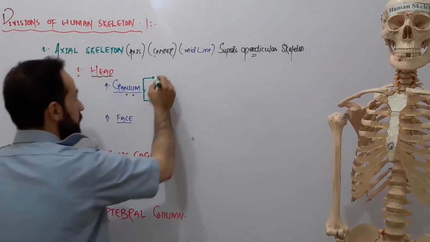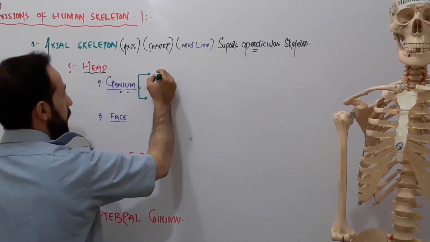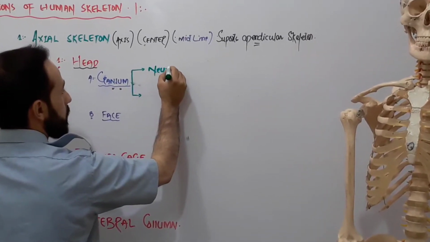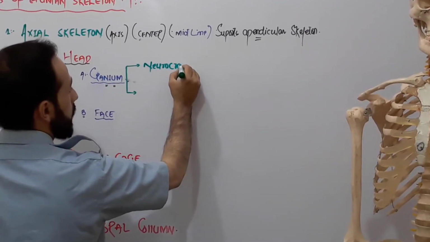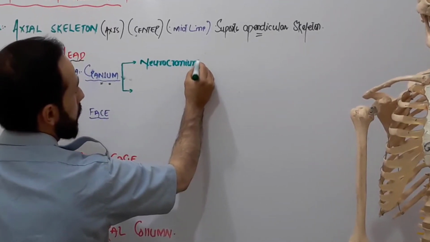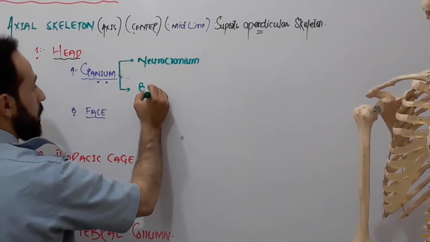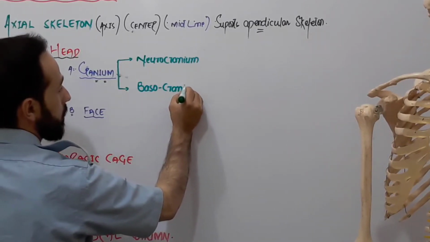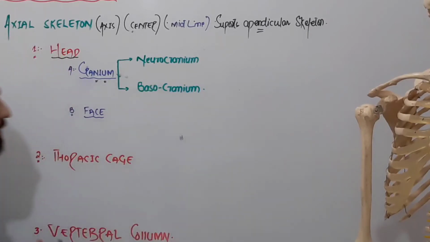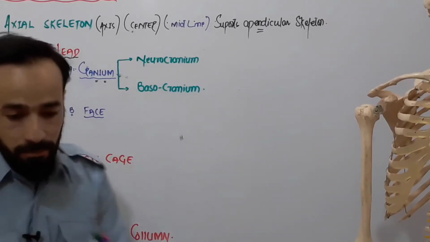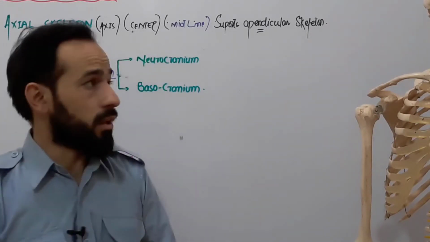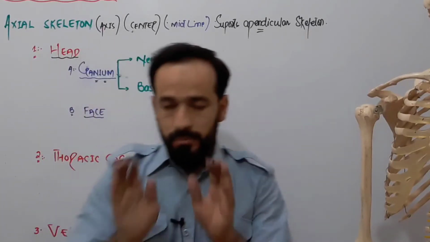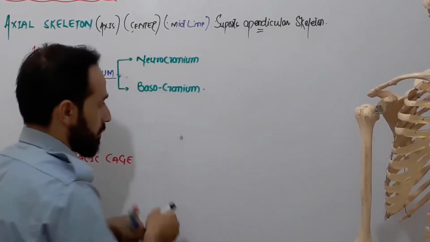The cranium is further divided into the narrow cranium, and then there is your Bezocranium, right? The narrow cranium and the Bezocranium. How? Look carefully. For example, let me make a diagram here.